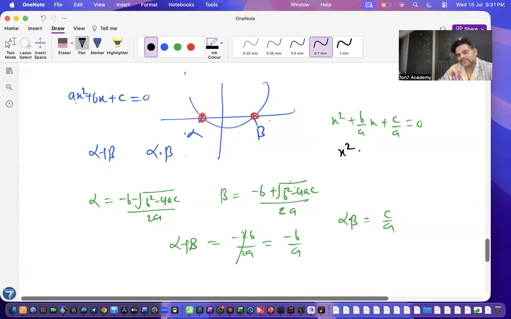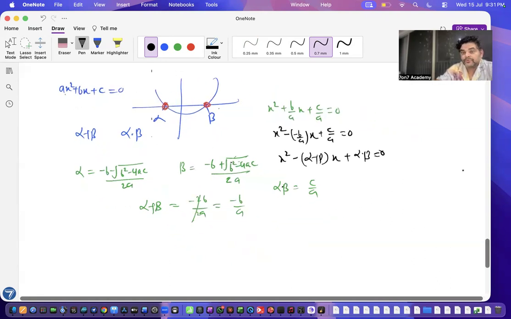Now x square minus of minus b over a x plus c over a is equal to 0. So x square minus alpha plus beta times x plus alpha into beta is equal to 0. So if you know the roots of the equation, you can directly write the equation. If the roots are alpha and beta, then you can directly put them here.